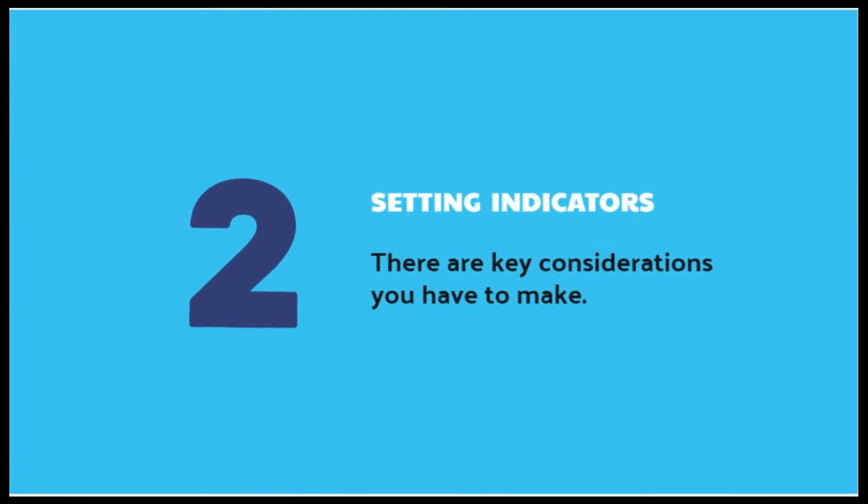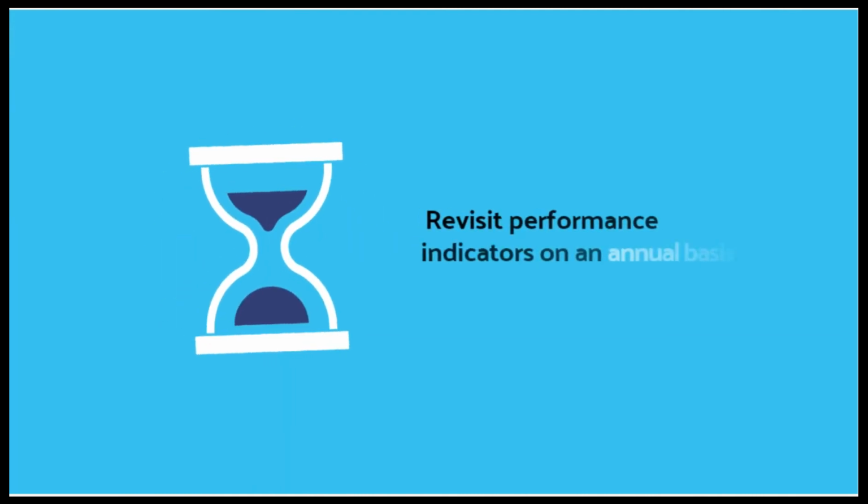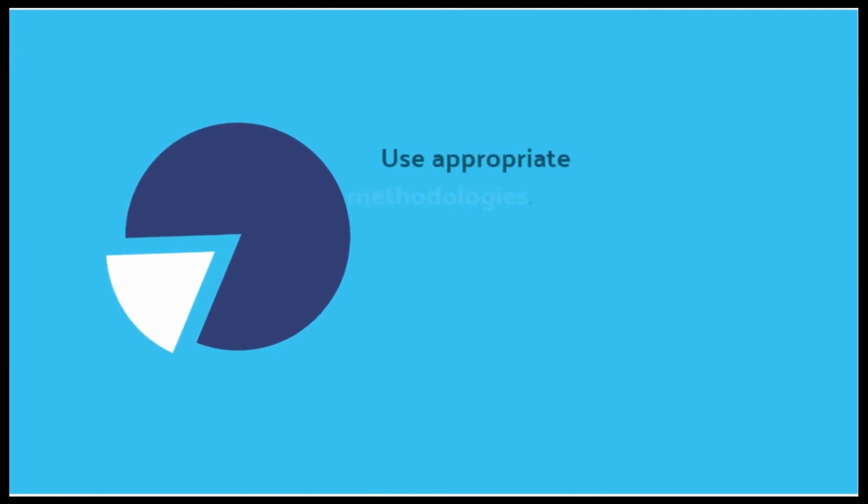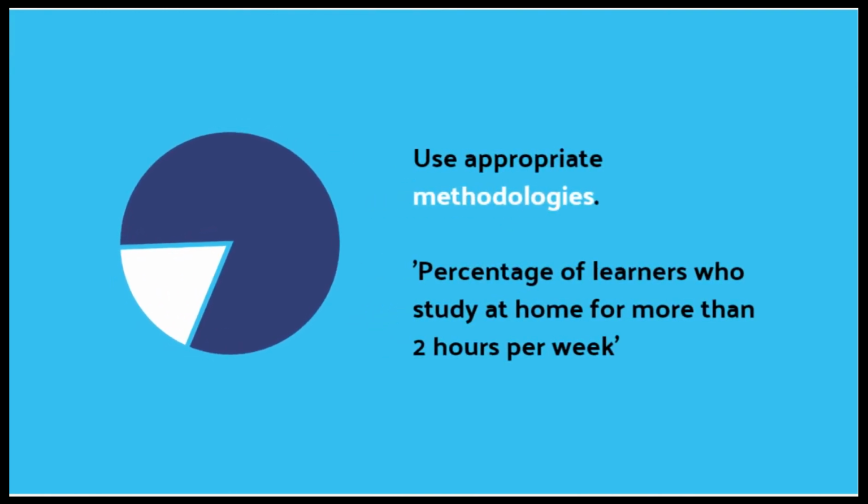Step 2. Setting indicators. There are key considerations you have to make when setting indicators. Developing performance indicators is not an isolated process. They need revisiting on an annual basis. Think about what methodologies might be appropriate for collecting the information.